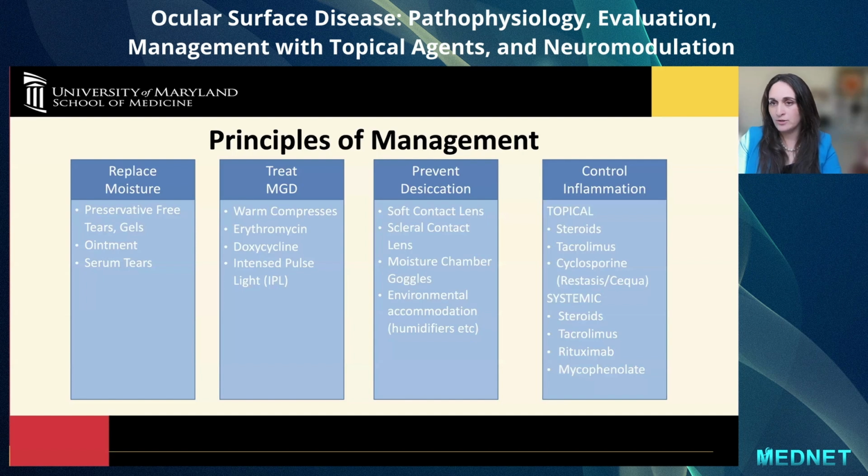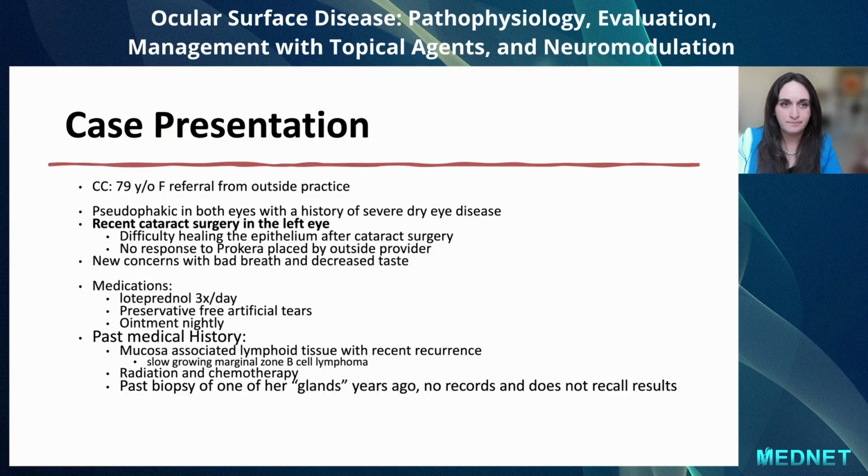And then you want to think about controlling the inflammation both topically and systemically. So topically, you want to think about steroids, tacrolimus, or cyclosporin. You also want to think about systemic therapy with either steroids or immunosuppression. That's usually done in coordination or collaboration with either rheumatology or another team.